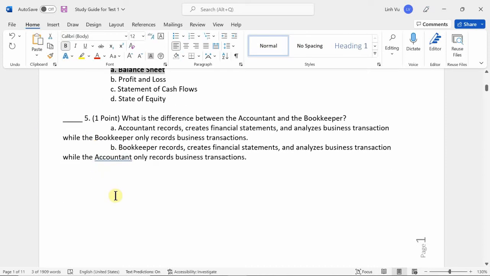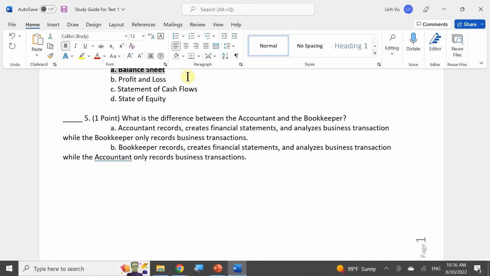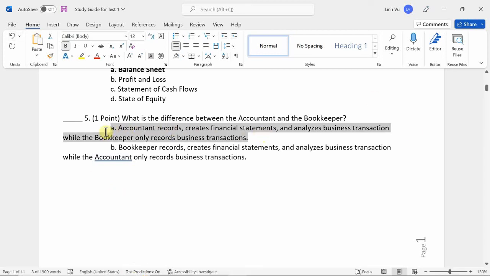Number 5, what is the difference between the accountant and the bookkeeper? A. The accountant records, creates financial statements, and analyzes business transactions, while the bookkeeper only records business transactions. That is true. Okay.